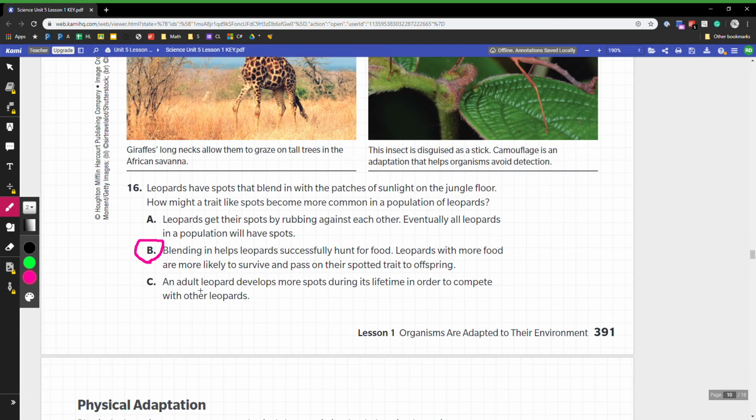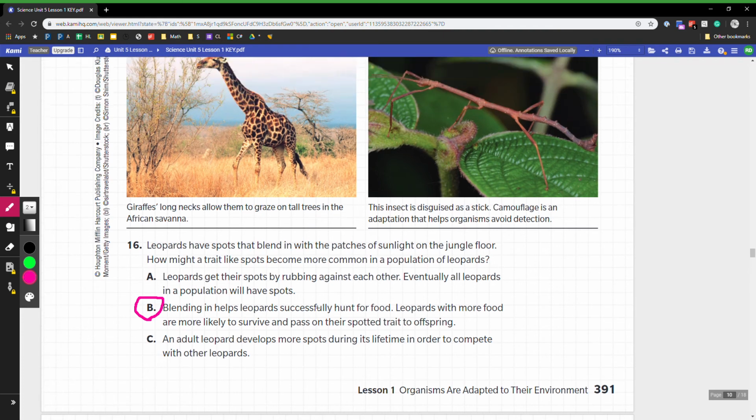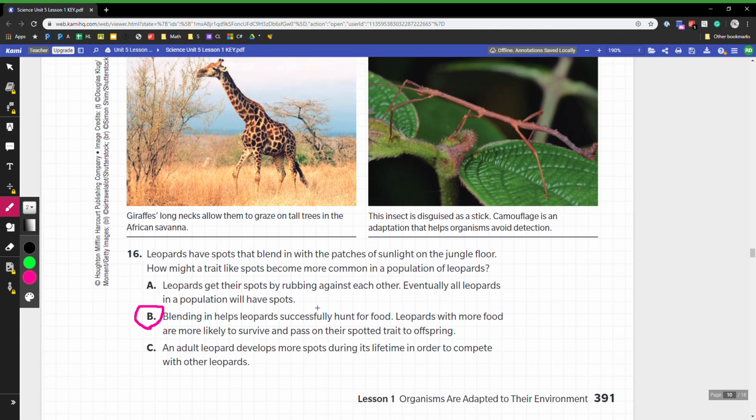And C, an adult leopard develops more spots during its lifetime in order to compete with other leopards. That would be like us being able to change our hair color or change our eye color at will just because we prefer one thing or the other, and we can't do that.